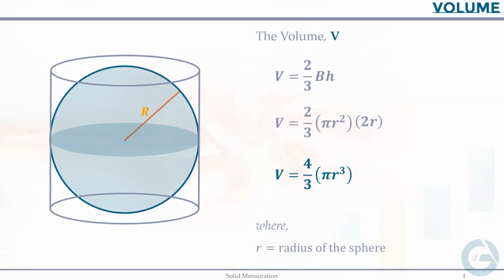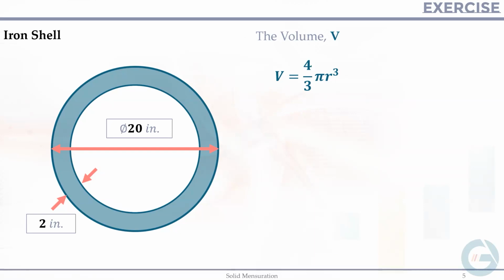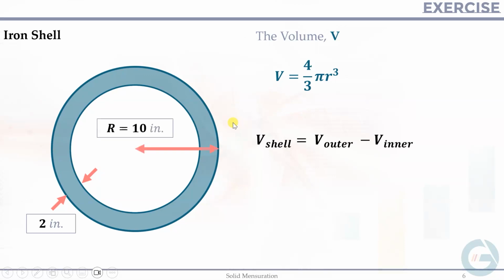So let's calculate the volume of the iron shell. Okay, so the volume of the iron shell is the volume of the outer sphere, the 20 inches diameter, minus the volume of the inner sphere, the hollow region. Okay, so this will result in the volume of this shaded region only. So what is the radius of the outer sphere? Diameter is 20, half of that is, of course, 10 inches.